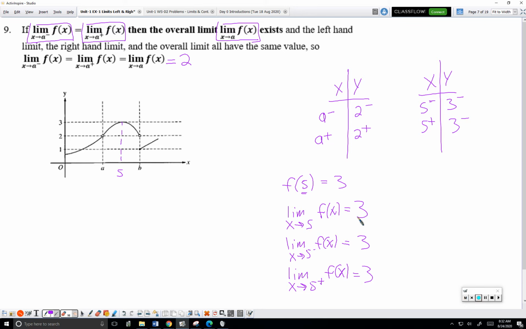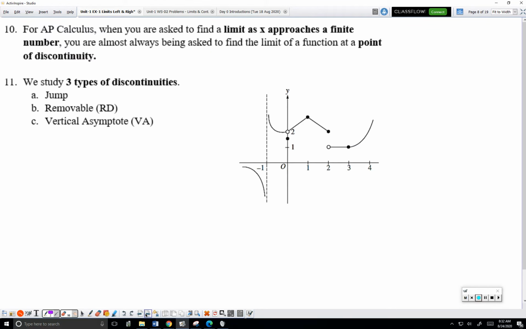Cool. Next page. Okay, this came up, I believe it was David who asked this question, that in our AP Calculus class, when they ask us to find a limit as x approaches some finite number, they're almost always doing it at a point of discontinuity. Like we showed examples that you can find a limit where the function is continuous, and they will sometimes ask that as well, but at a point of discontinuity is most common.